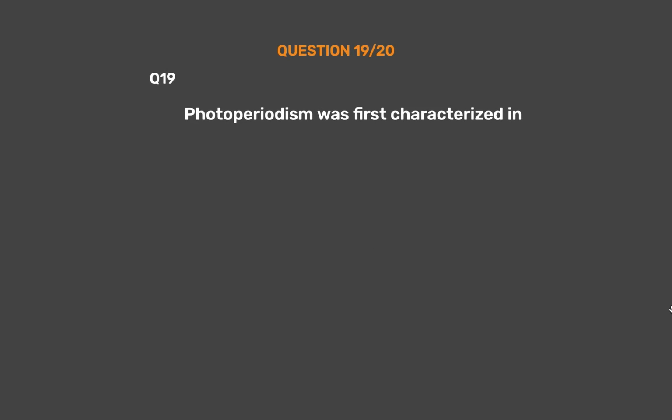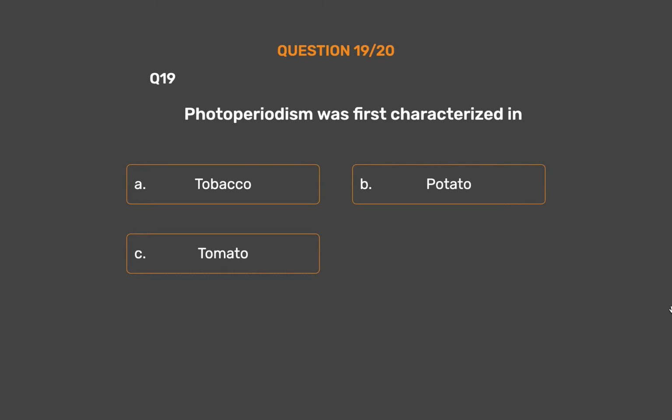Question number 19. Photoperiodism was first characterized in Option A. Tobacco. Option B. Potato. Option C. Tomato. Option D. Cotton.